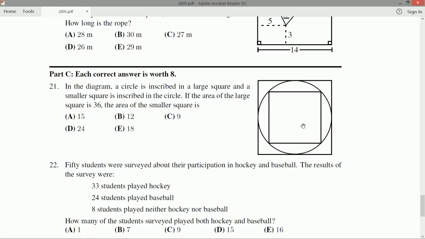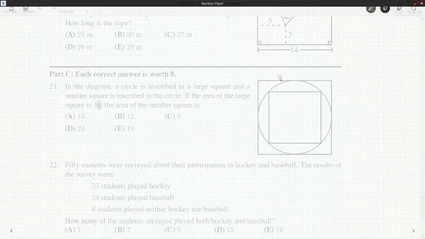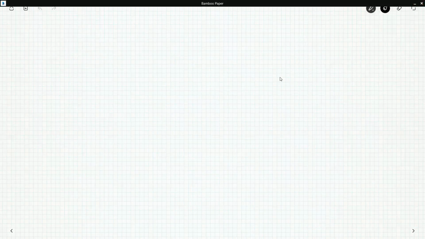So we're not given a whole lot of specific information. We just know the area of the large square. But knowing the area of a square is enough to get the side lengths, and I think from there we might be able to work some of this out. Let's draw our picture in our notepad here.